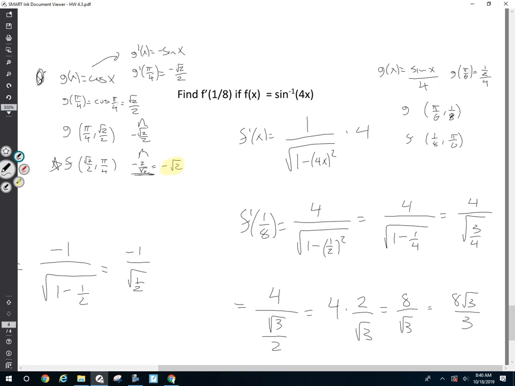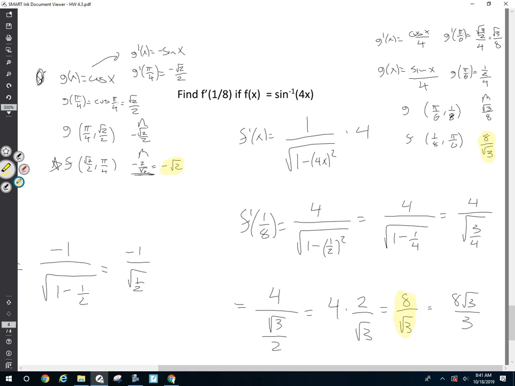Okay, watch. If I find the derivative of g at pi over 6, take the reciprocal, I'm going to get this. Okay, g prime would be cos x over 4. If I plugged in pi over 6, I'd get root 3 over 2 over 4, which is root 3 over 8. So g's slope is root 3 over 8. F's slope is 8 over root 3. Look at that. That's the same thing that I got over here.